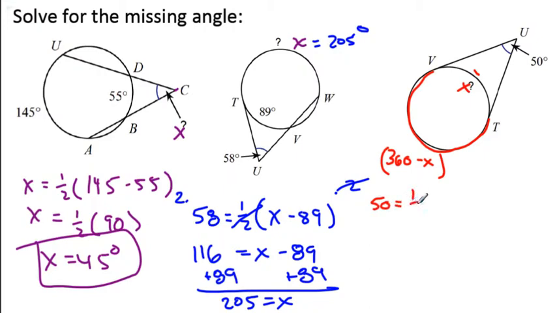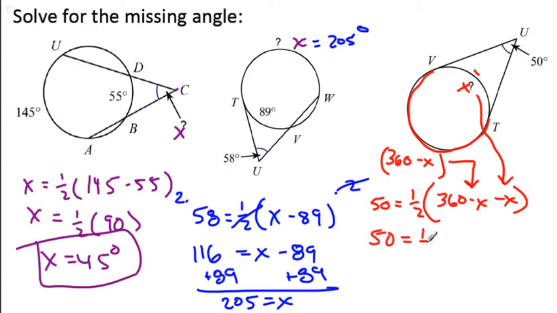All right, so here we go. 50 is going to equal 1/2 the difference. So let's make sure we do this properly. The difference would be 360 minus x, and then you subtract x, minus x again. Everybody see what I did there? This part is here, and this smaller arc is there. All right, that's the difference of the two arcs. I'm just subtracting them.